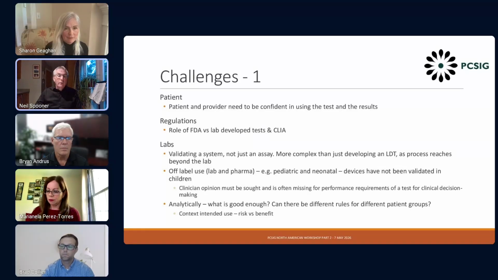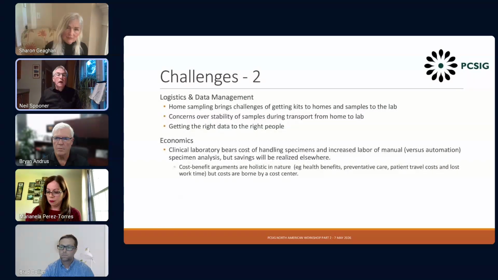Let's just scroll down to the next piece. So logistics and data management, is there anything separate there to what we've been talking about? Some of this is outside the lab: how we get samples, how we get the devices to people's homes, how we get samples to the labs, how we get the data to the right people. So it's kind of related. Could it be solved in the same forum that we were talking about, or are there additional other solutions here as well?